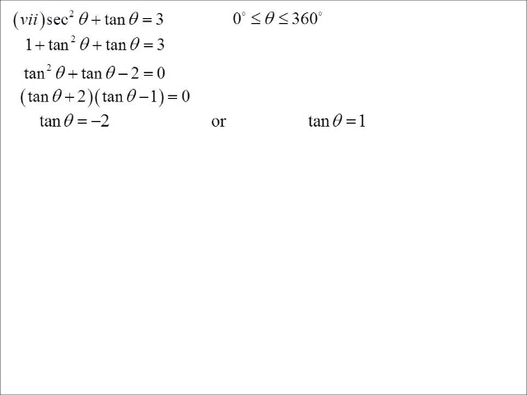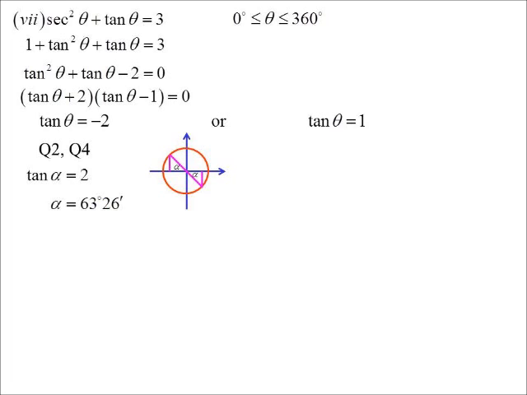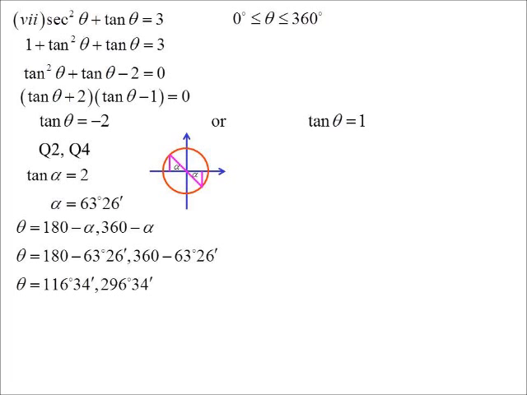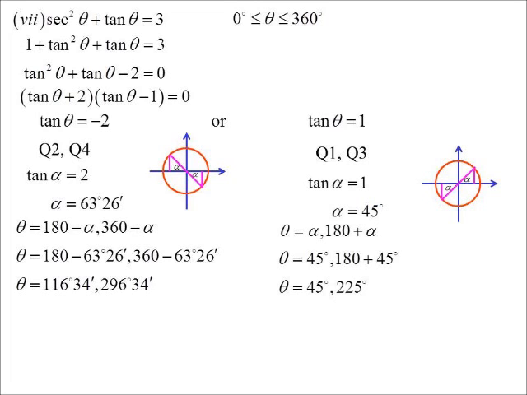Let's solve. Well, first of all, negative 2. Second quadrant or the fourth quadrant. Find the acute angle, 63.26. Tie it all together. So we're 180 minus the acute, or 360 minus the acute. 116.34, 296.34. That's only half of this problem though. Tan theta equals 1. We're in the first or the third quadrant for that one. Acute angle is 45. Piece it all together. So I've got the acute angle, or 180 plus the acute angle.